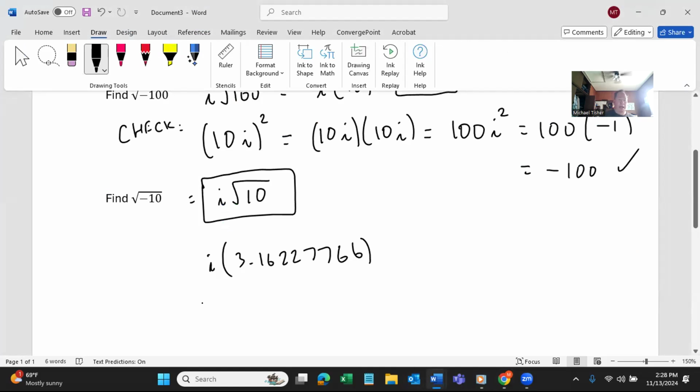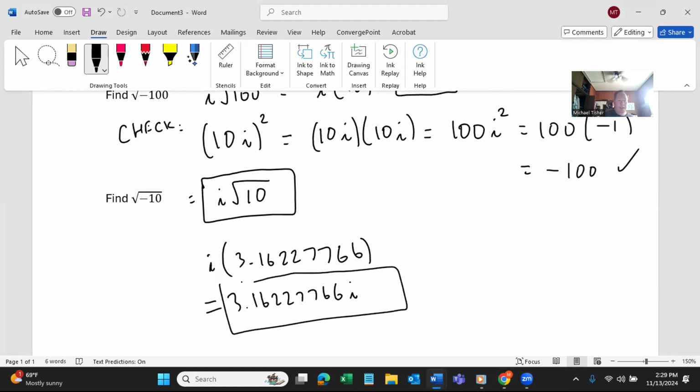Okay, now usually we write the i last, even though we don't have to do that. We could leave it like this if we wanted to, but usually we write the i last. So if we do that, we have 3.162277766i. Okay, so that's the general idea of how to take the square root of a negative number.